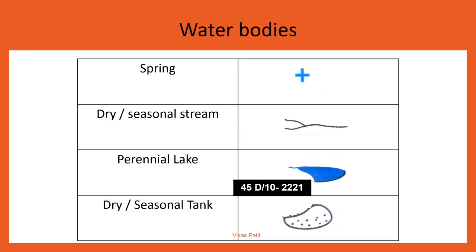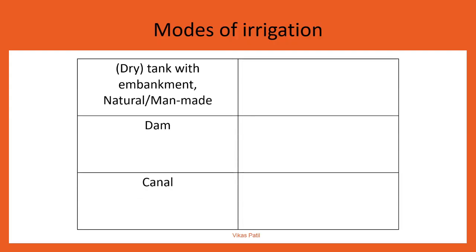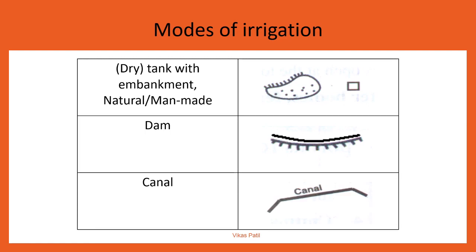Well, we also have dry or seasonal tanks, and you can see many examples of dry seasonal tanks across the maps. Further, we have dry tanks with embankment. Embankment suggests that it is man-made. In the absence of embankment, it is considered to be natural tank. Then we have a symbol of dam. It could be a small check dam or a large dam. Then we have canals shown from the source of water to any place in the map. So you would find the word canal written along with a thick black line.